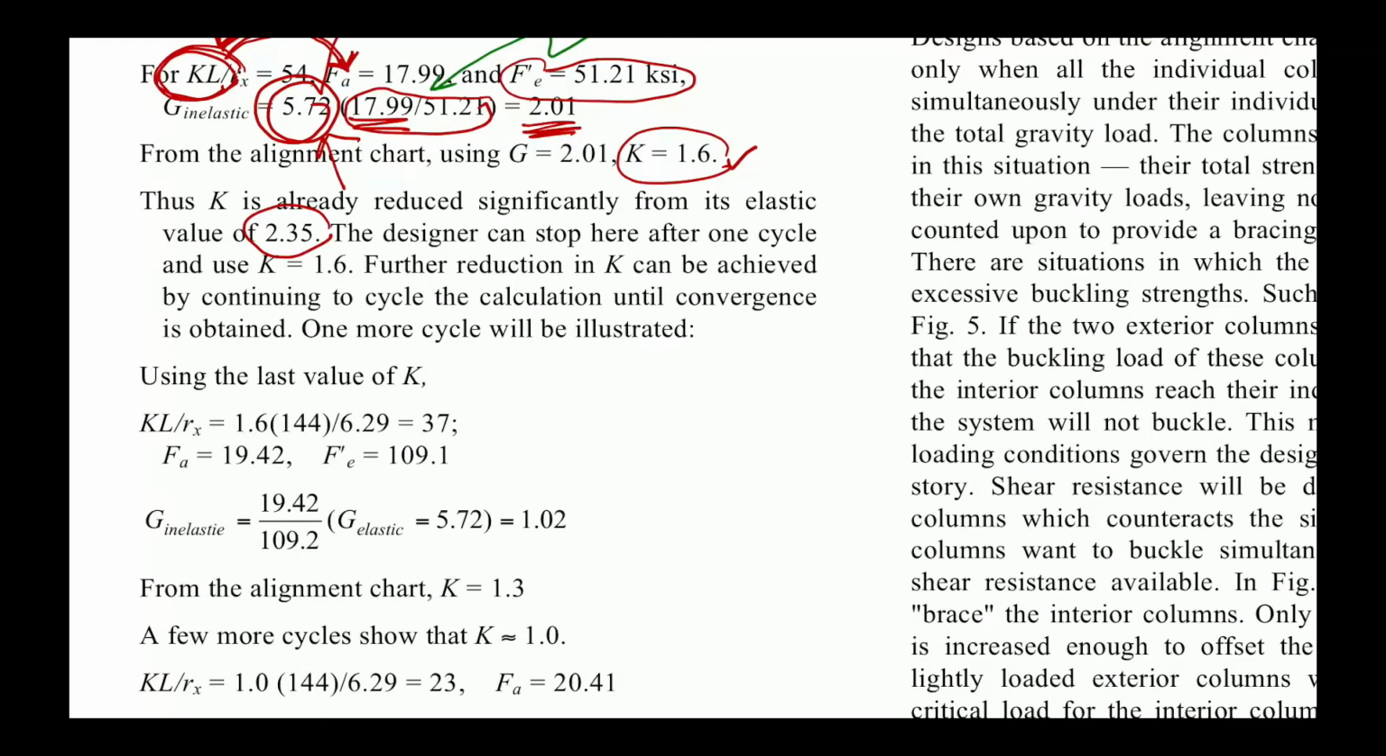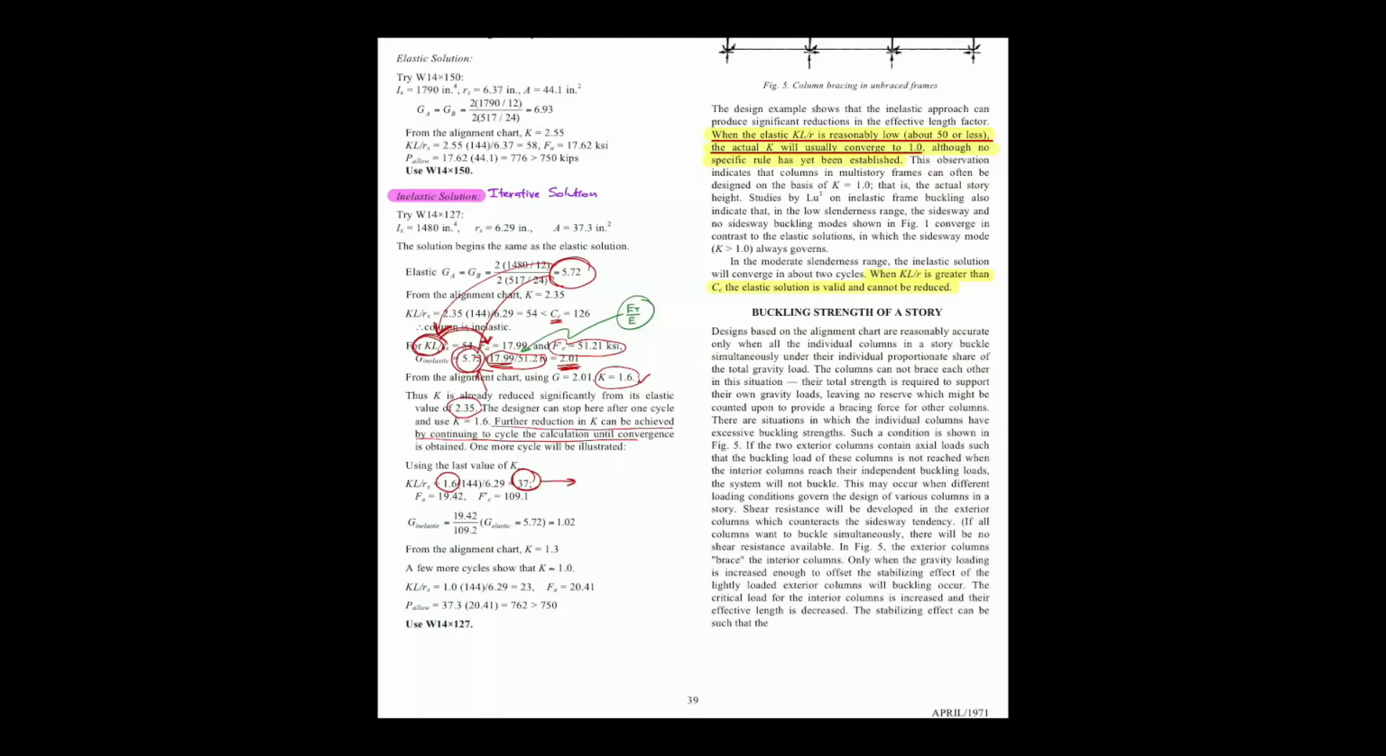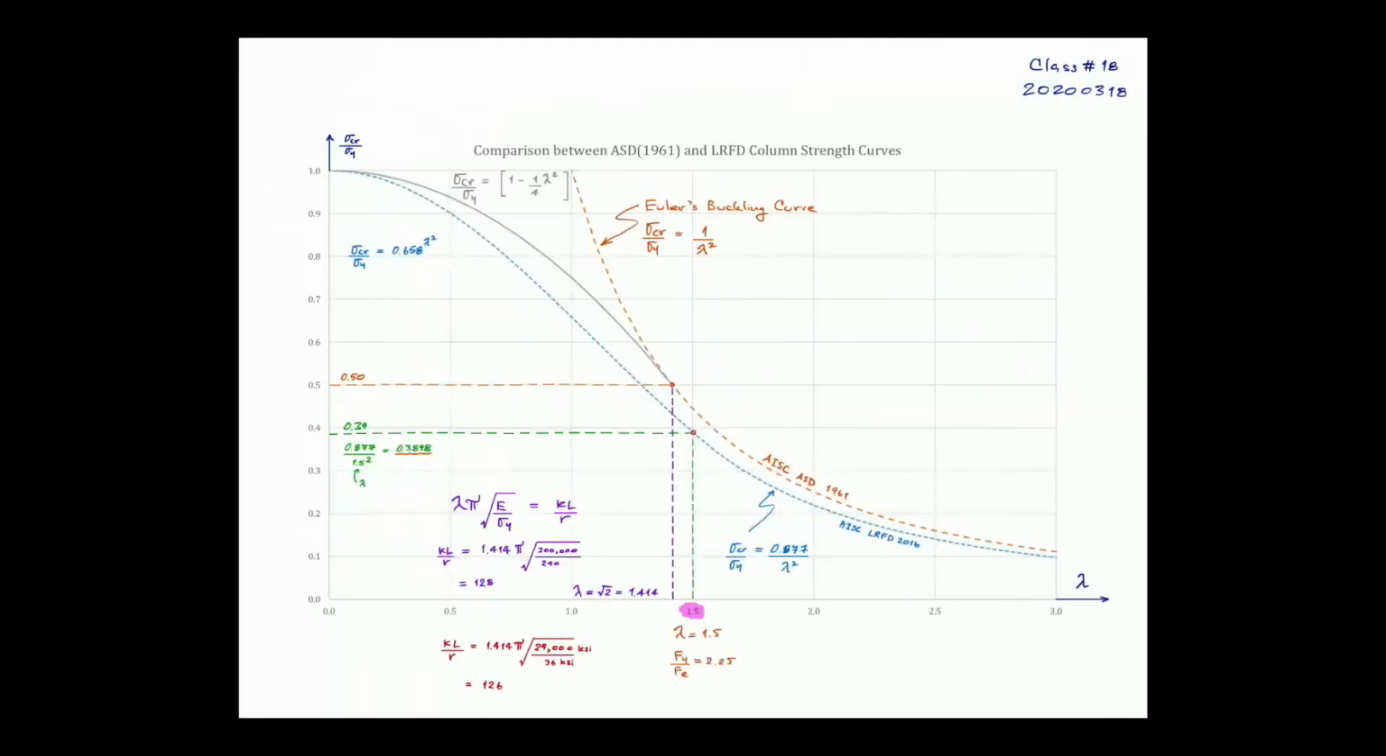Further reduction of K can be achieved by continuing to cycle the calculation. So what is that? You get the new K being 1.6, you drop the 1.6 into here, you get the new KL over R ratio, and you use this KL over R in determining the equation to find FA. Okay, it is this one here.